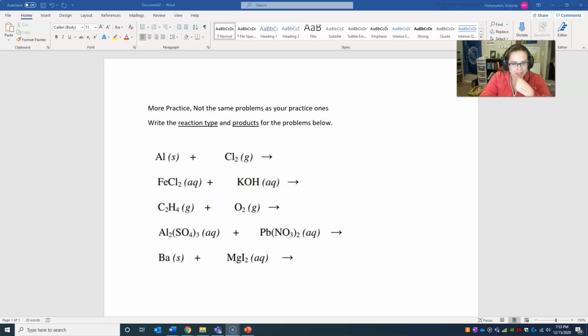So under reaction type, I would write combustion. I'm just going to write comb. But if you're writing it on paper, feel free to write the whole thing. And then the products, well, every combustion reaction makes the same products. They make CO2 and water.